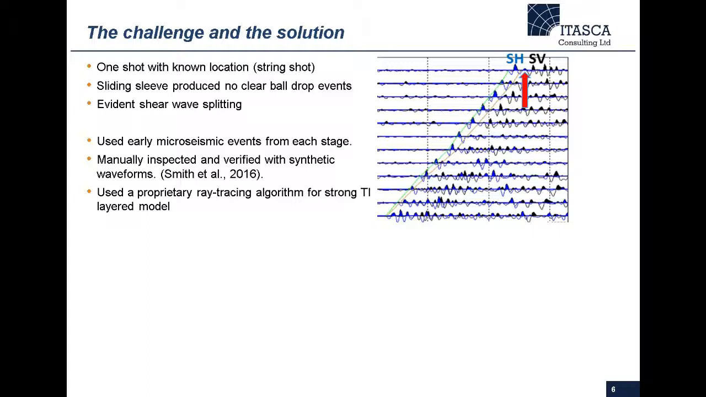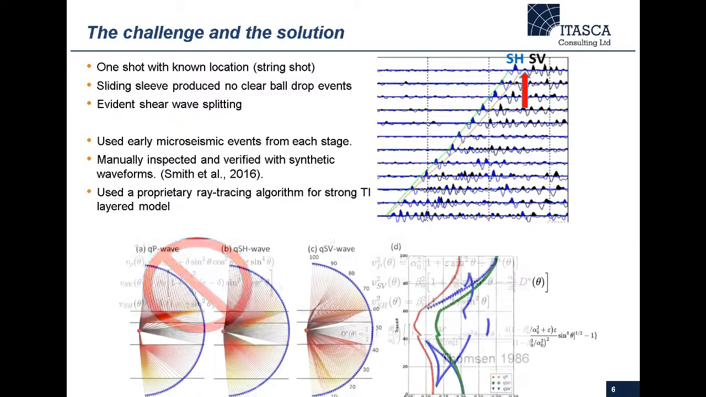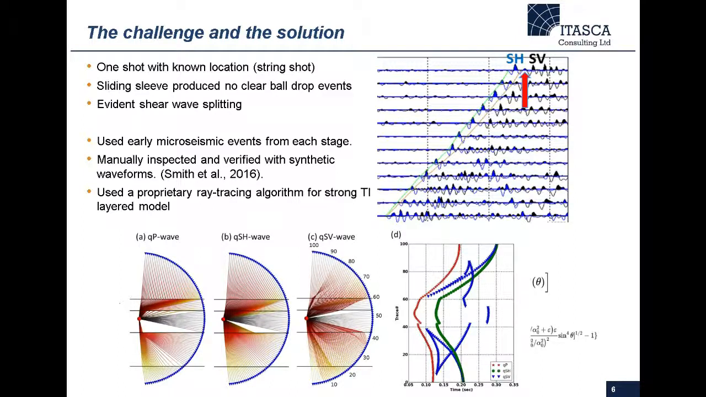And for the ray tracing method, we have to account for strong anisotropy, not weak anisotropy. So the Thomsen parameters that you usually see on the left are based on weak anisotropy. They're not going to be used. We have to use the general equations on the right. And here I just show you an example of the two-point ray tracing that we developed for this project.